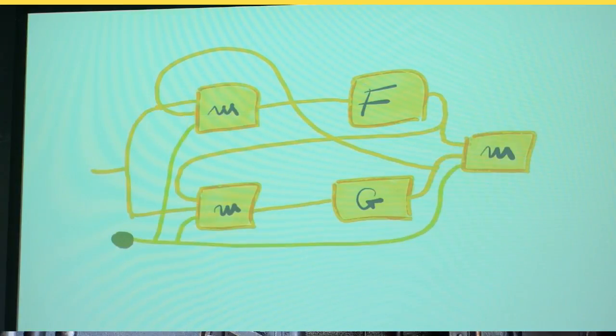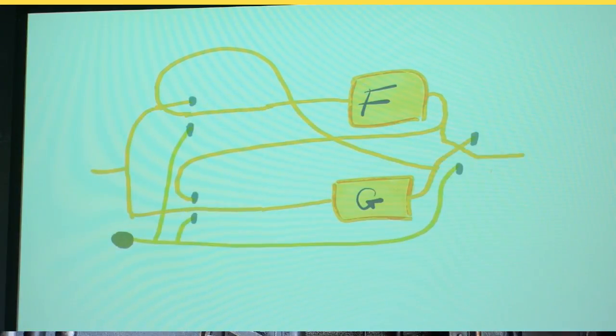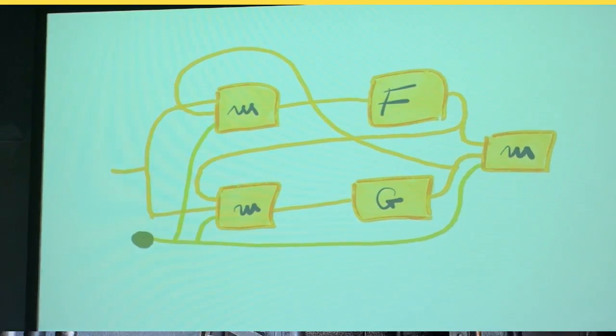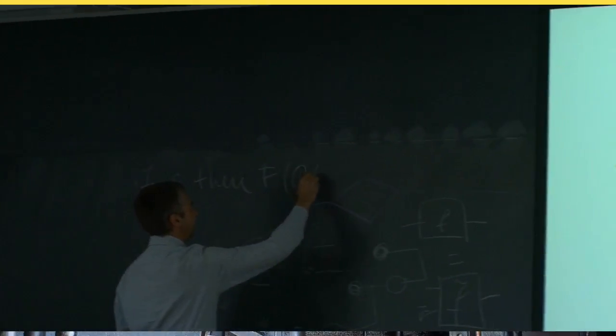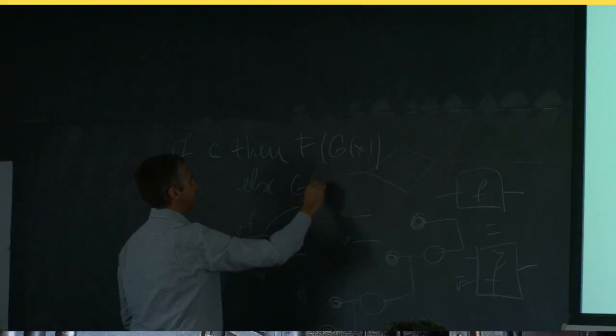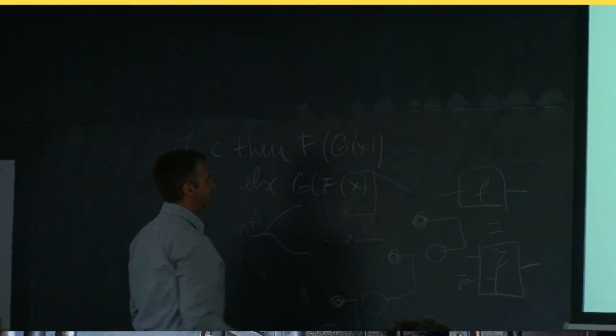And here, if I was to put false here, then I would get, instead of F followed by G, G followed by F. So in fact, this whole circuit, you can then prove that it's equivalent to: if control circuit, then F of G of X, else G of F of X.